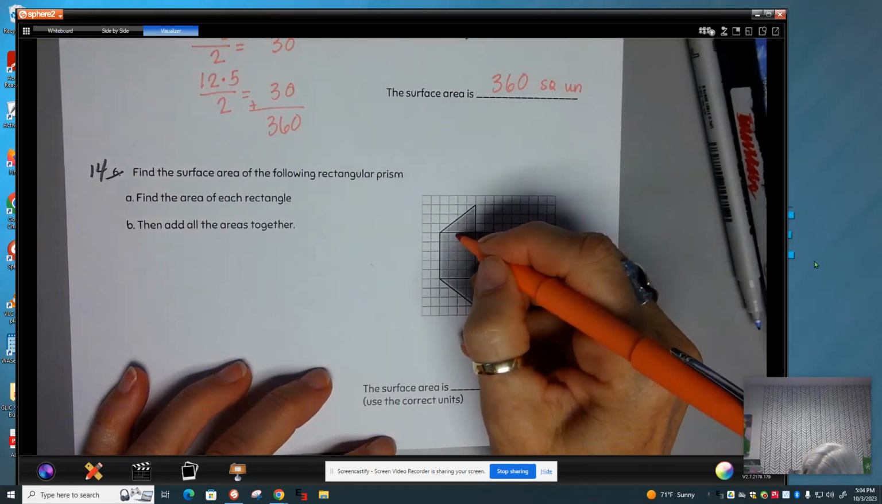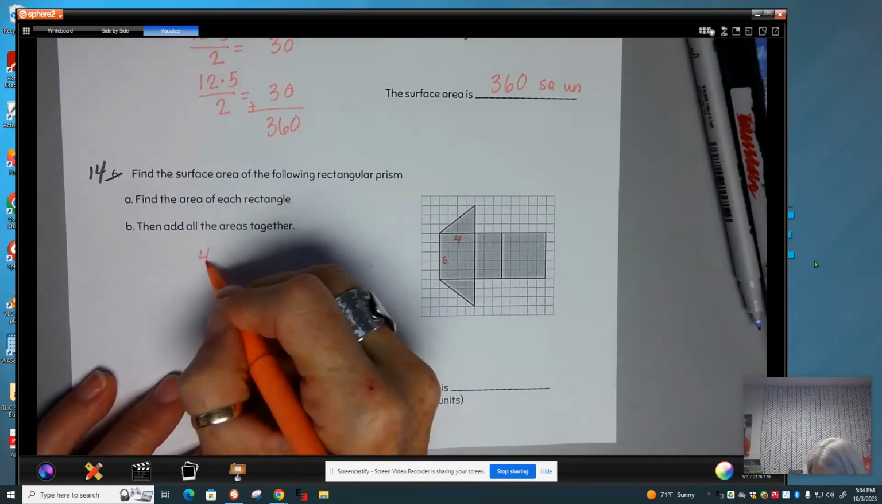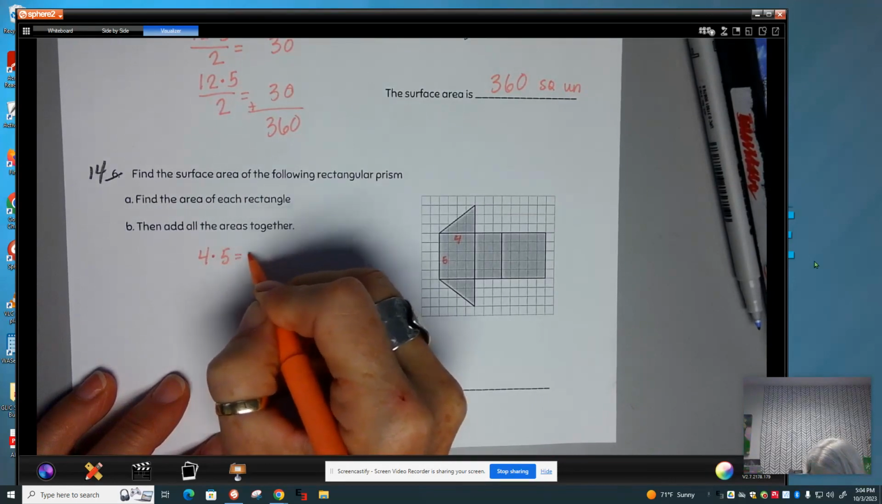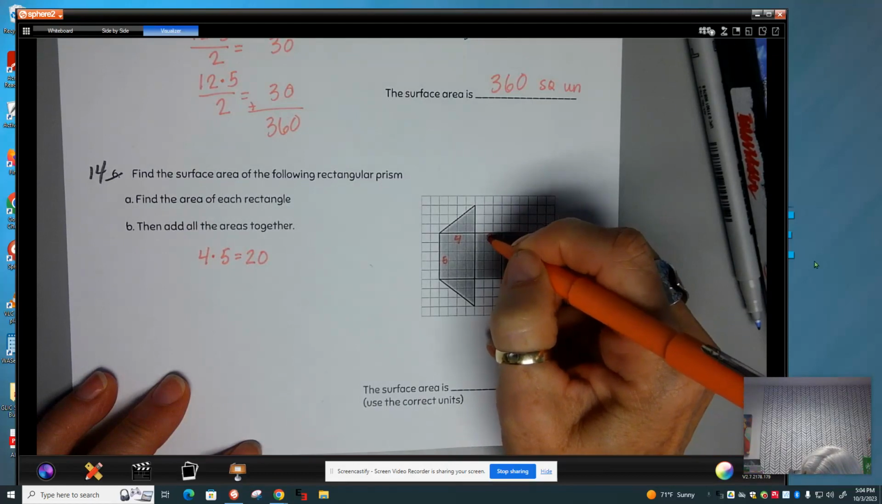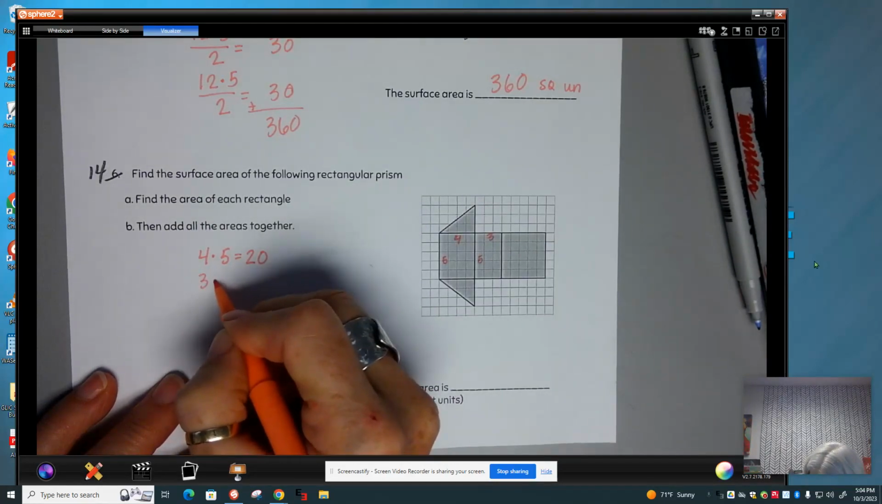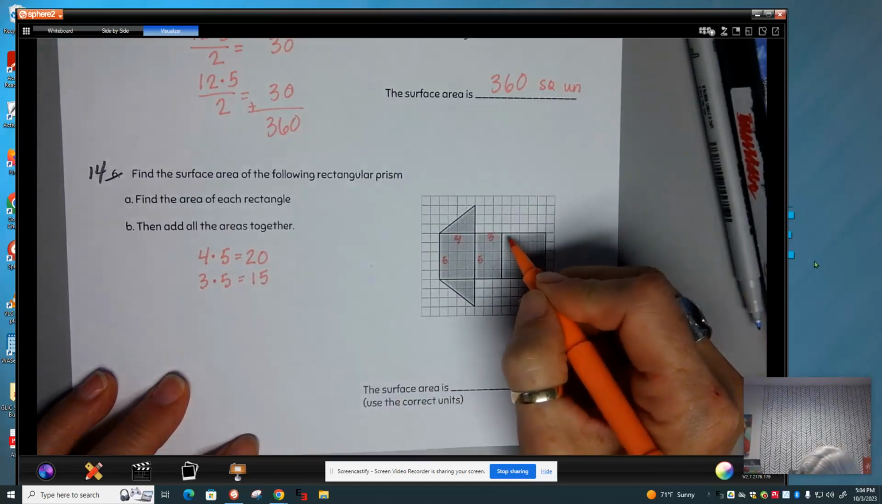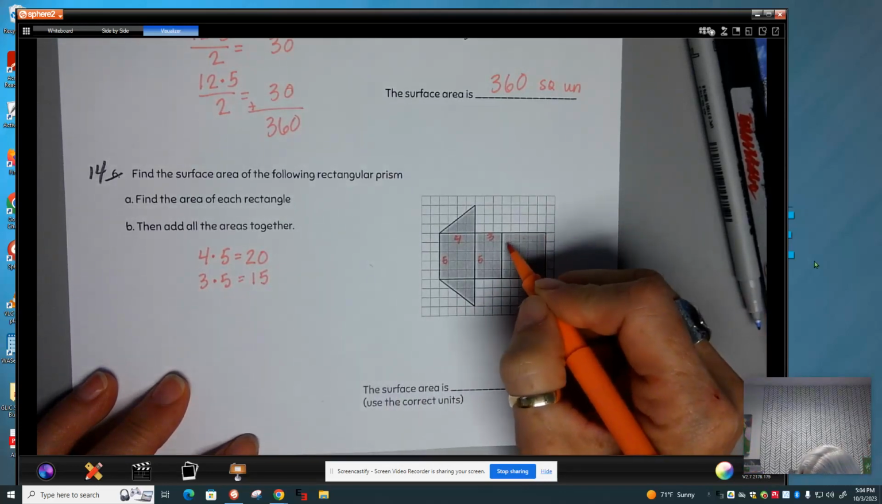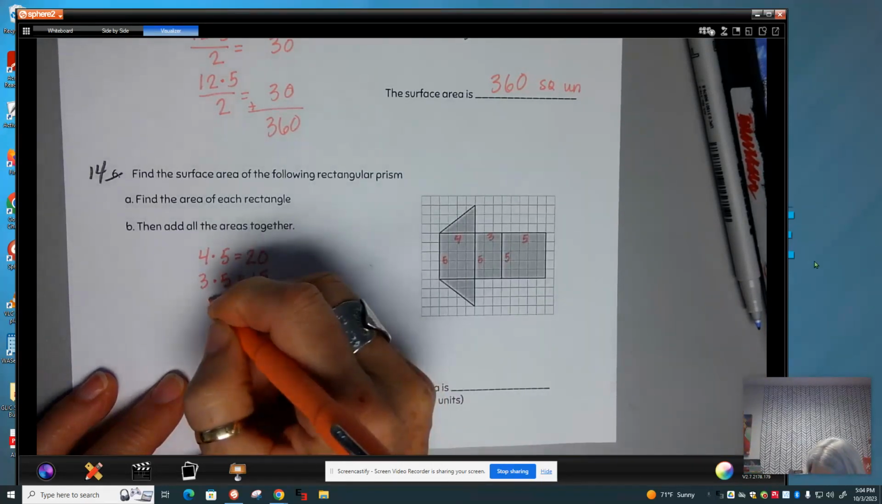So we have a 4 by 5. And we have a 1, 2, 3 by 1, 2, 3, 4, 5. 3 times 5. And then we have a 1, 2, 3, 4, 5 by 1, 2, 3, 4, 5. 5 times 5.